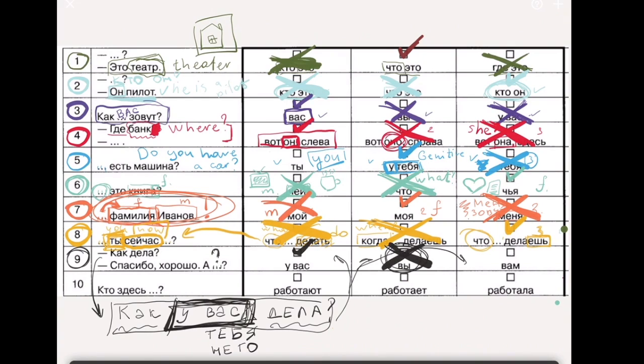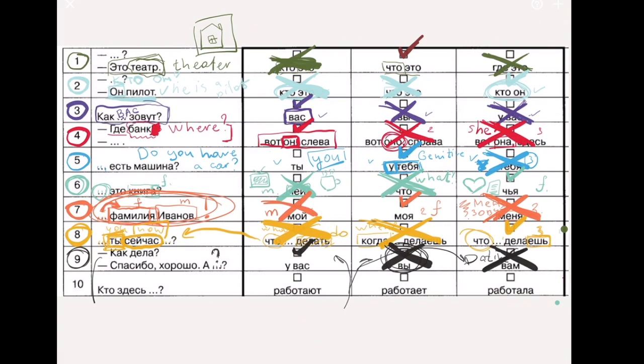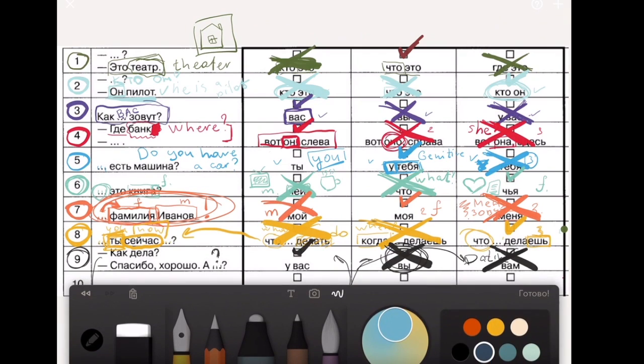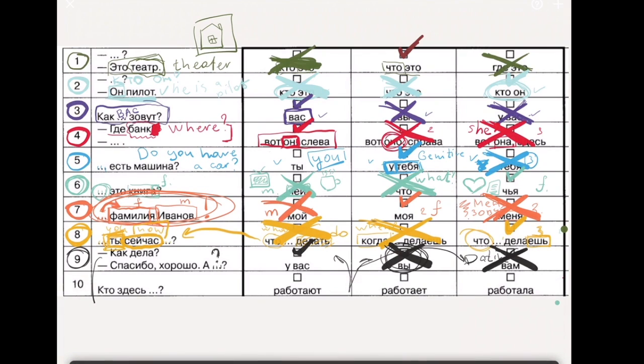And of course, вам, dative case. For some reason, we don't need dative here. Dative doesn't work. No. And finally, the last one. So the last one, let's try number 10.